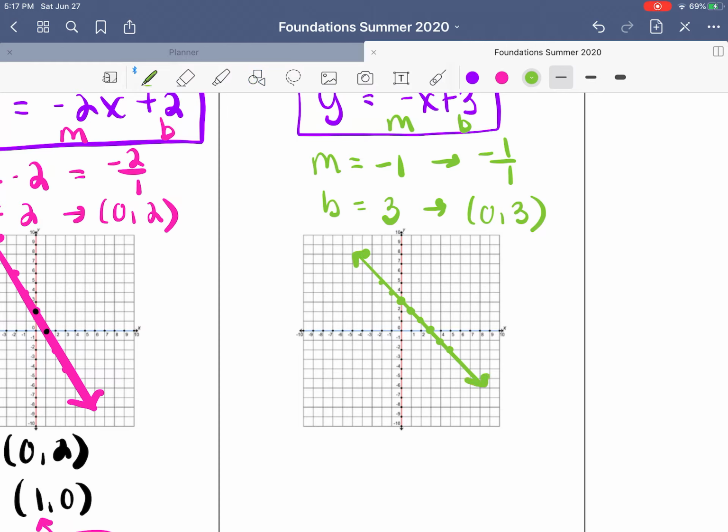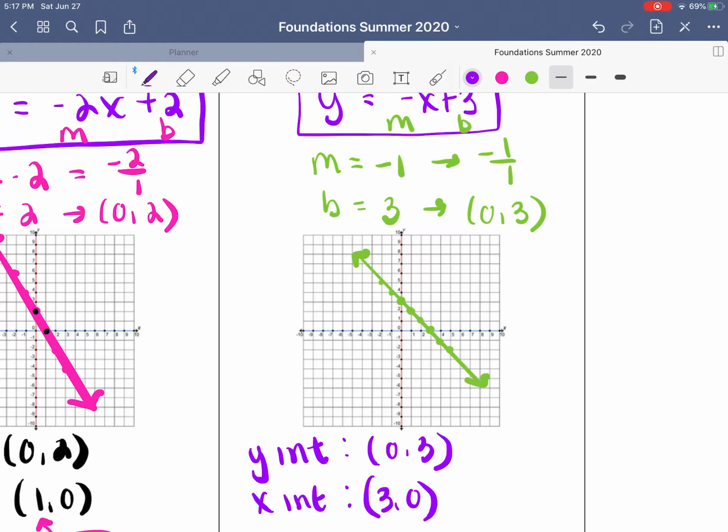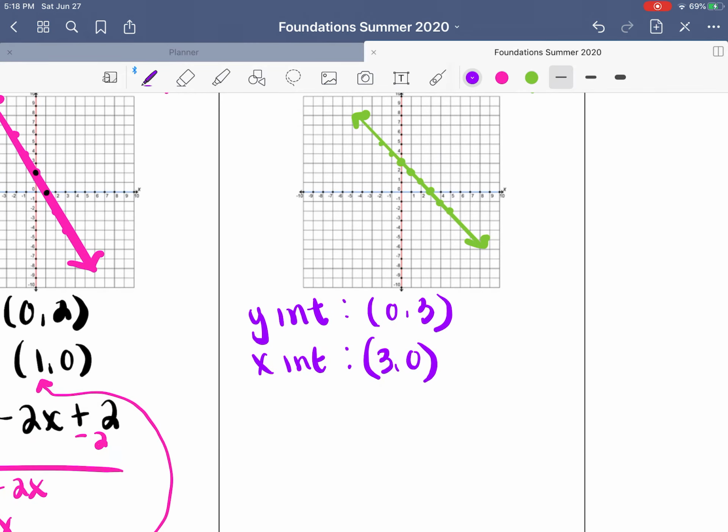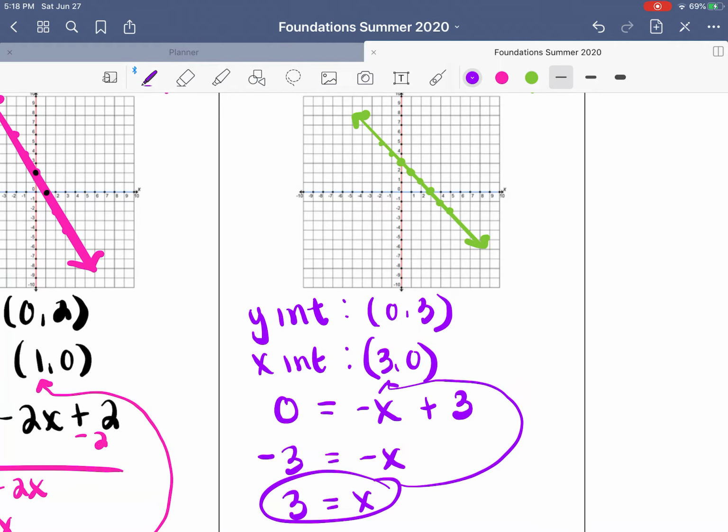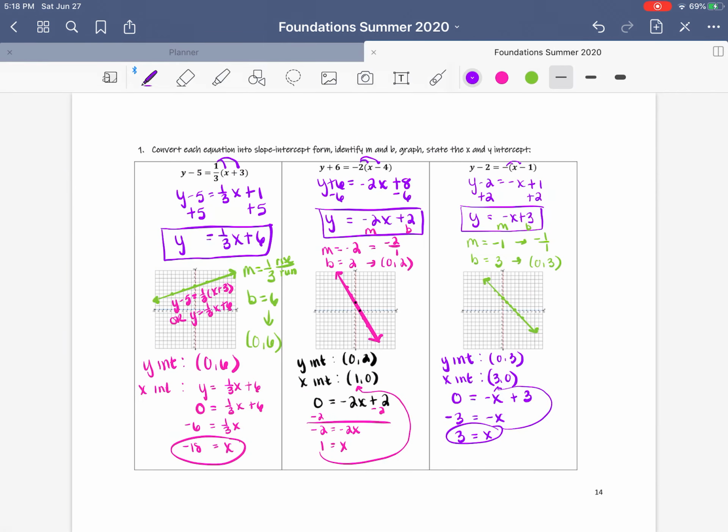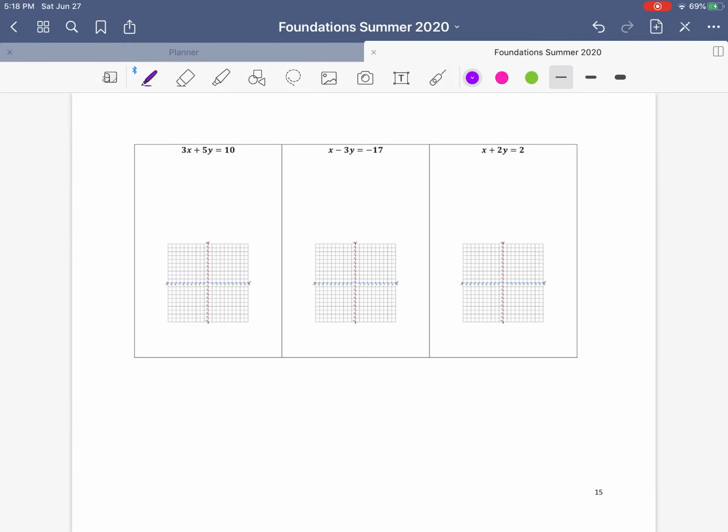From the graph, we can easily see the y-intercept and the x-intercept. y-intercept was 0, 3. We already found it. X-intercept is 3, 0. Remember, if you're unsure from your graph, then you can find it algebraically. Subtract 3, divide by -1, and that's where that 3 comes from. Super cool. Lots of cool stuff today to learn.